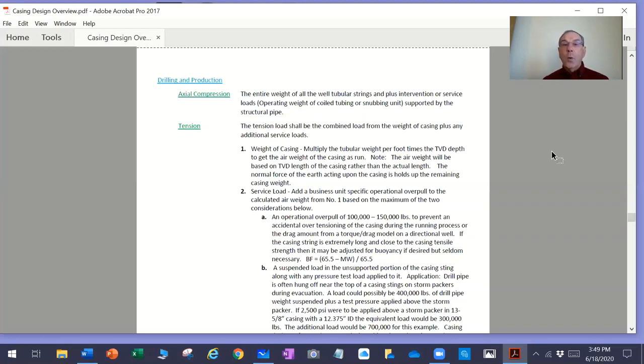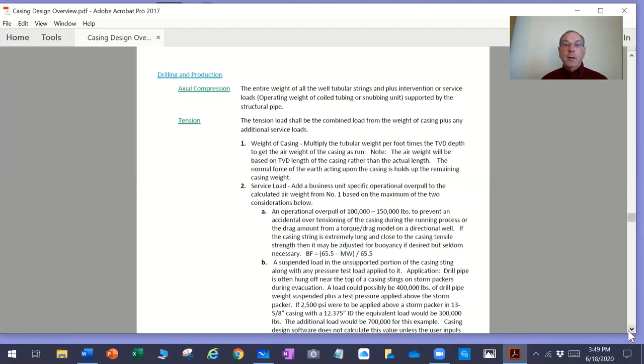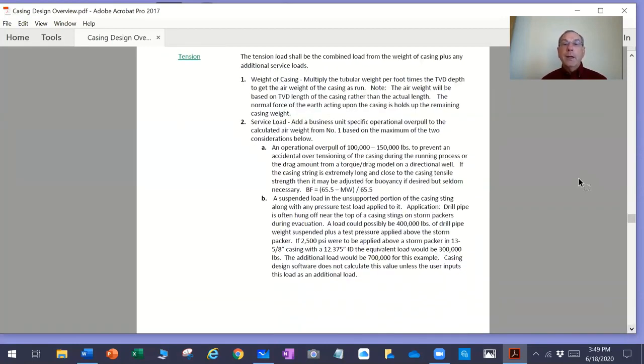The normal force on a directional well would support any other additional load. And then number 2 is the service load. The service load could be quite a bit of additional load. So I put an A and a B here.